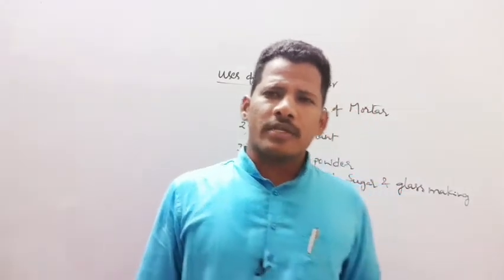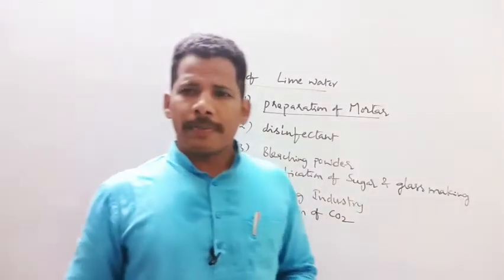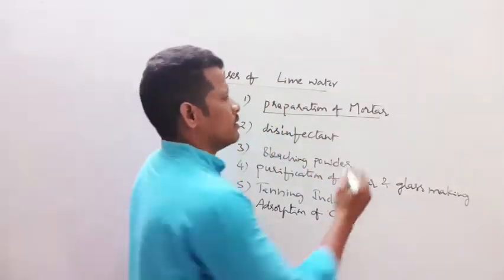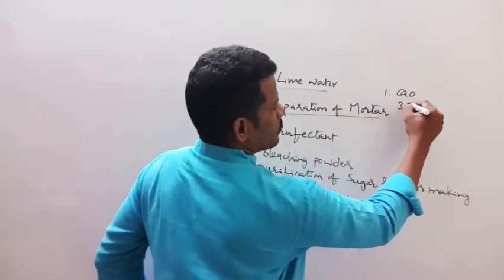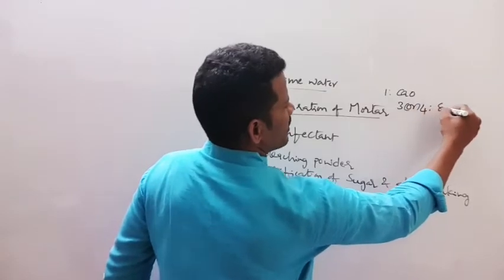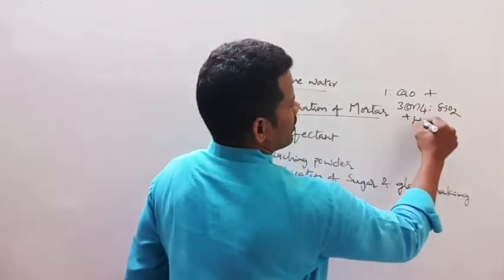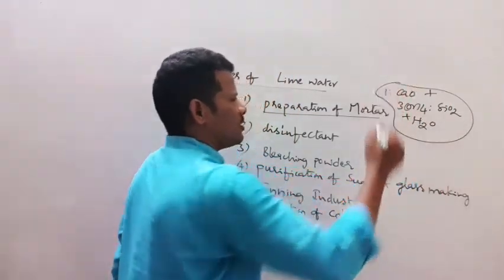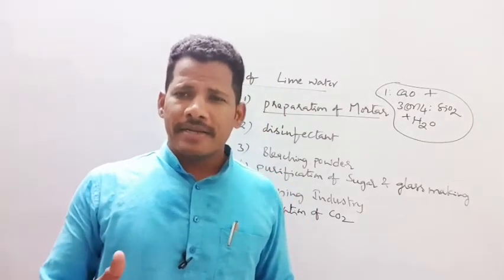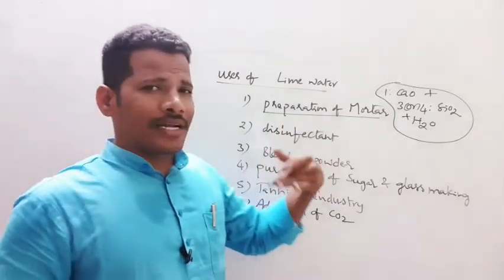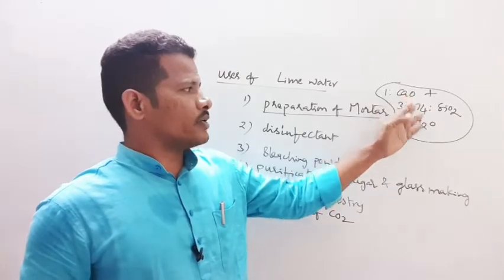Next, I am going to discuss the uses of lime water. First one, preparation of mortar. Mortar is nothing but 1% of calcium oxide and 3 to 4% of silica, which is coming from clay, and a small amount of water. This entire mixture is called mortar. Mortar is an important construction material. It is readily converted into a hard substance after addition of the silica and calcium oxide to water.